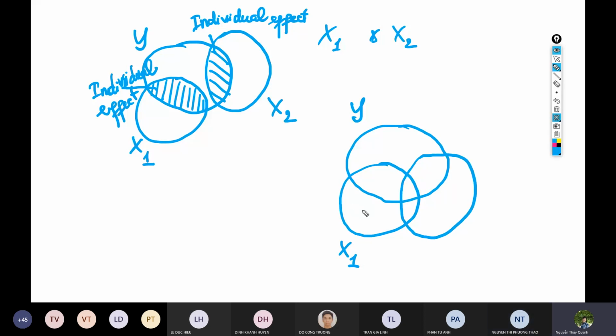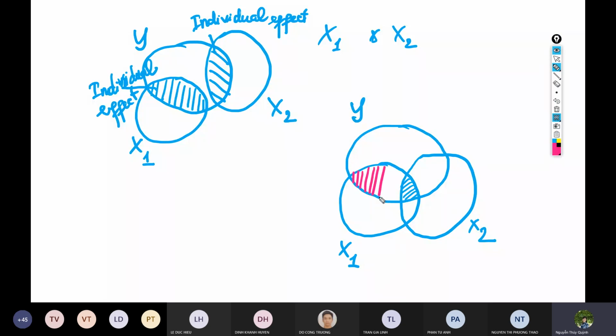Okay, so this one is the part of the information in y explained by x1, and this one is the part of the information in y explained by x2. But you can see that there is an overlap of information here. This one is not the individual effect of x1 and x2 on the dependent variable y. Here we have this area.